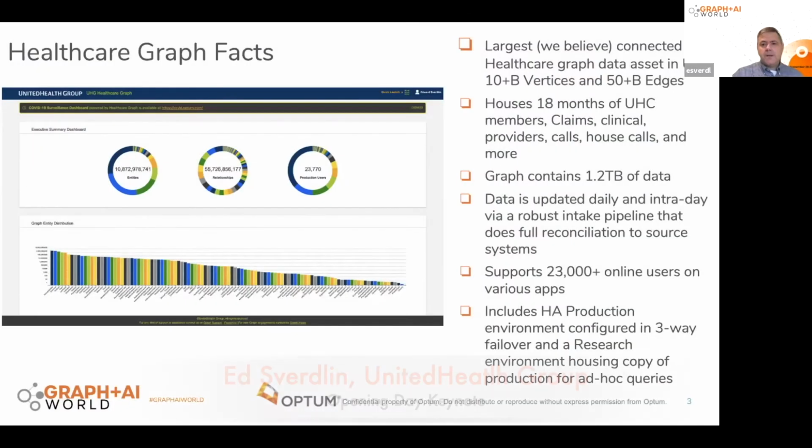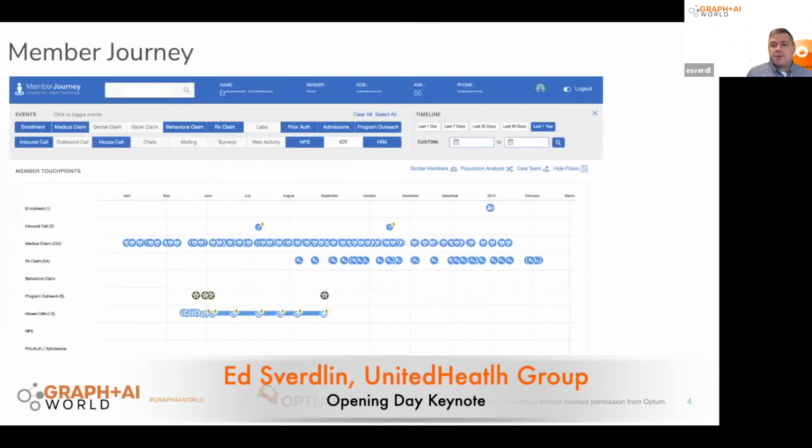All right, let's talk about use cases because that's where the money is. Our flagship use case is Member Journey. It is a one-screen application, but it is a one-screen application that put us on the map.